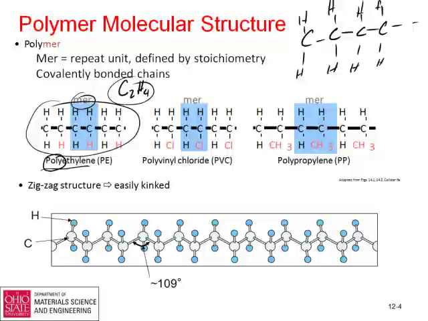Polyvinyl chloride is similar, except you've got these chloride groups that are part of the chain. Polypropylene, you see here again, just changing the groups to these bulky side groups. And all of these things change the properties. These are all materials, as we see them here, that are called thermoplastics. We'll define that in a moment.